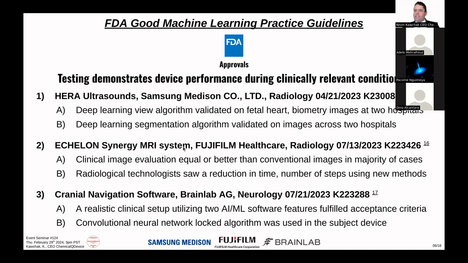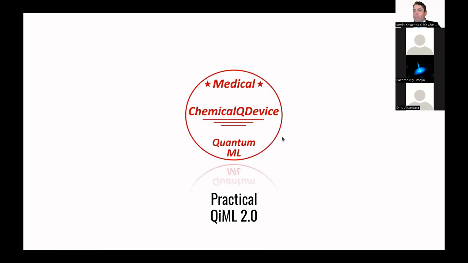A lot of times it just depends on the approval as far as how much information they give you, as far as results and percentages. Studies can go from hundreds of people to over 1,000. You typically don't see huge studies, because there could be other issues with that. Cranial navigation software by BrainLab AG. And this last one, in specific, clinically relevant conditions, is a realistic clinical setup utilizing 2 software features to fulfill this criteria. And here's another one that uses a CNN, a convolutional neural network. CNNs have been around for a while.